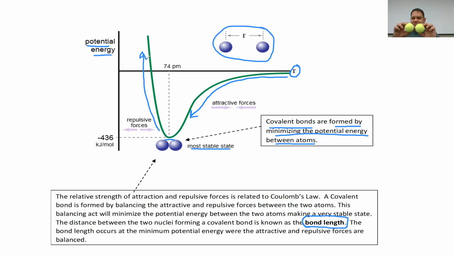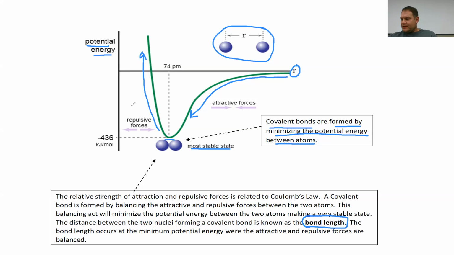If I try to push those two atoms any closer than the bond length, the nuclei do not like it. The positive charge hates it, and they're going to push each other away, repel from one another. So we always want two atoms that form a covalent bond to create the optimum bond length. That's what we're really talking about with this all-important graph. You should recognize what's going on in this graph, but you should be able to have a discussion on it. Very, very important.